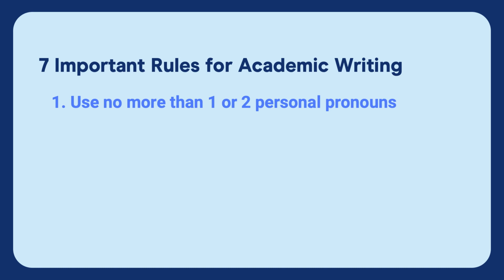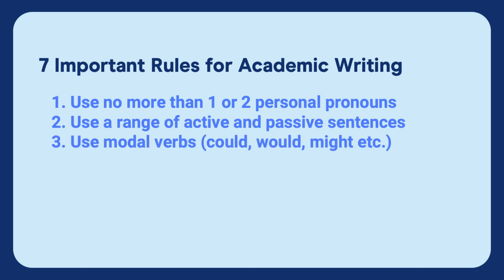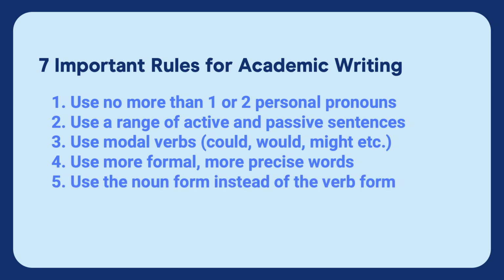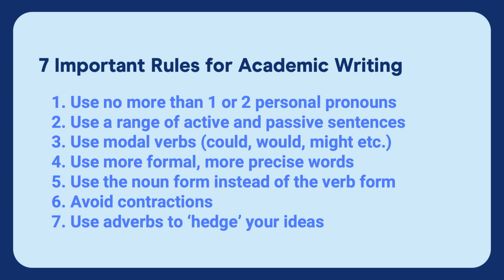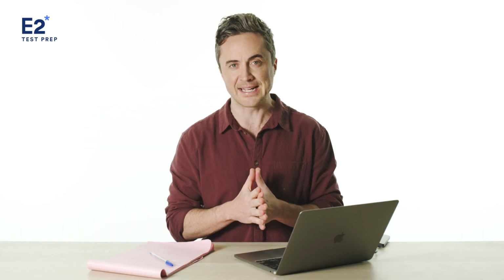Number 1, use no more than 1 or 2 personal pronouns. Number 2, use a range of active and passive sentences. Number 3, use modal verbs, could, would, might, etc. Number 4, use more formal, more precise words. Number 5, use the noun form instead of the verb form. Number 6, avoid contractions. Number 7, use adverbs to hedge your ideas. So that's the big picture of what we're going to look at in this lesson.